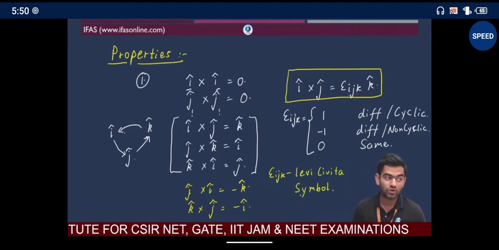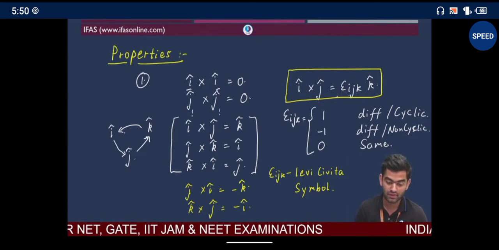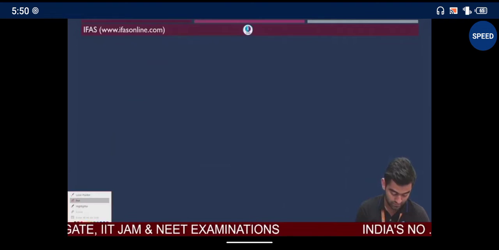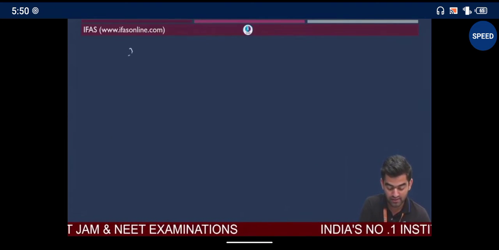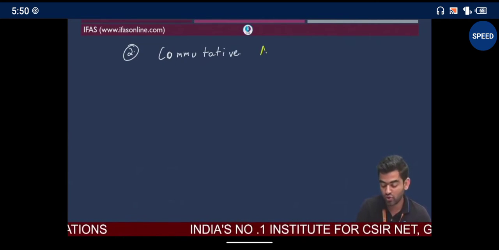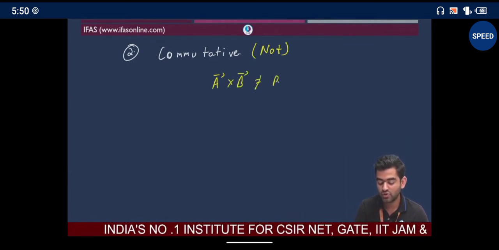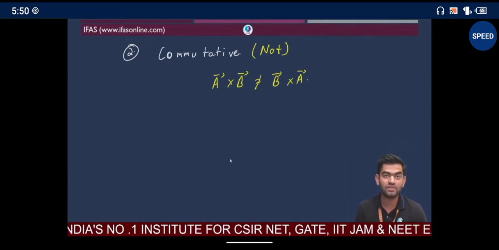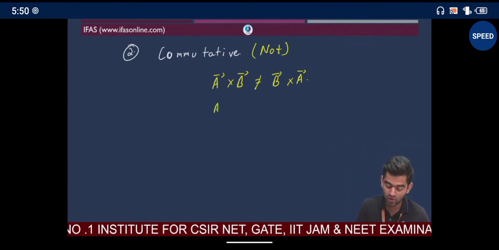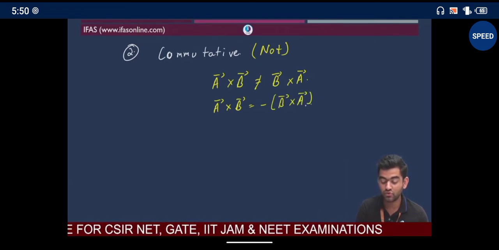So that's how the cross product of the unit vectors is defined. Now, which leads me to my second property, which is nothing else but commutativeness. This vector multiplication is not commutative. If you take the cross product of A with B, it is not the same as the cross product of B with A. It is the minus of the cross product of B with A.